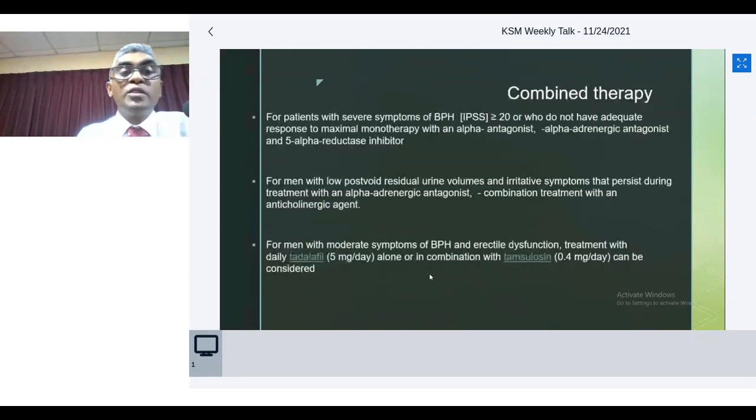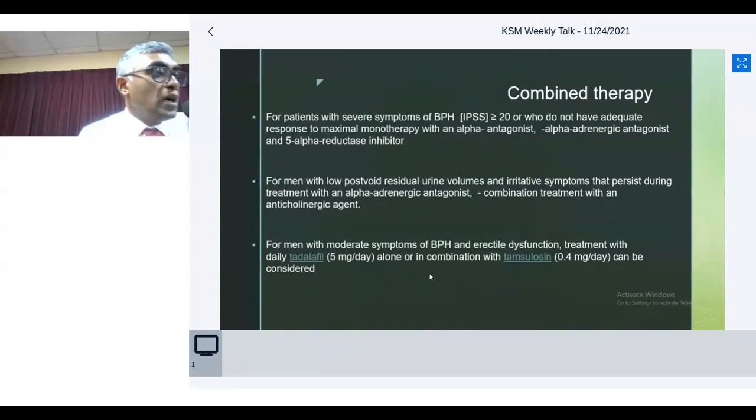So for patients with severe bothersome symptoms, IPSS of 20 or more, who do not have an adequate response to maximal monotherapy with an alpha adrenergic antagonist, we can add 5-alpha reductase inhibitors. For men with post-void residual urine volumes and irritative symptoms that persist during treatment with an alpha adrenergic antagonist, combination treatment with an anticholinergic can be added.